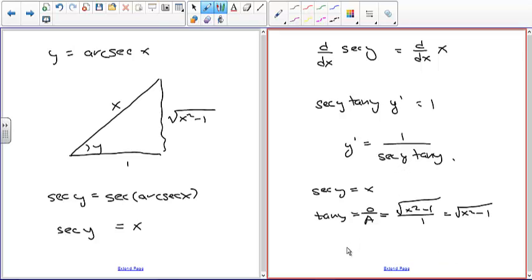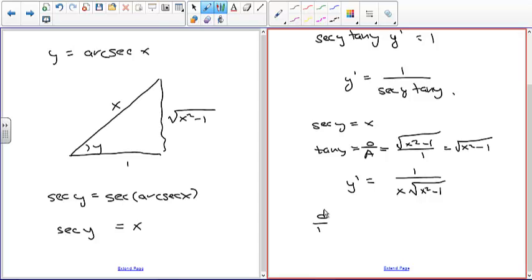So if I plug those back in here, to get the derivative of my original function in terms of x, I'll get 1 over x times the square root of x squared minus 1. So that says the derivative with respect to x of the arc secant of x is equal to 1 divided by x times the square root of x squared minus 1.